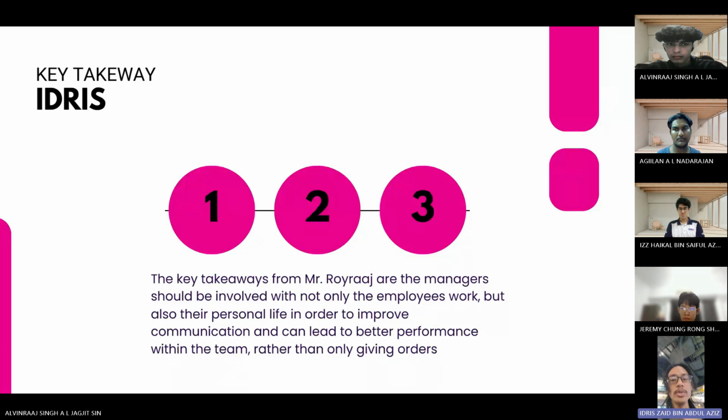Okay, so for the key takeaways from Mr. Roy Raj, Mr. Roy Raj said that managers should be involved not only with the employees' work but also with their personal lives, as this is a way to improve not only the communications but it could also lead to better performance, rather than managers just giving orders or just telling them what to do.